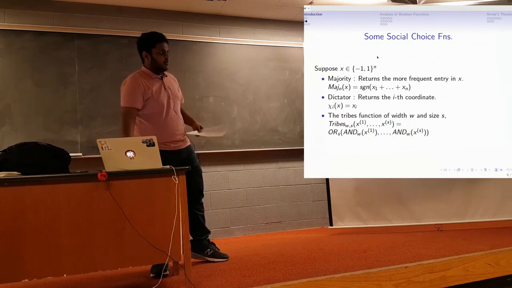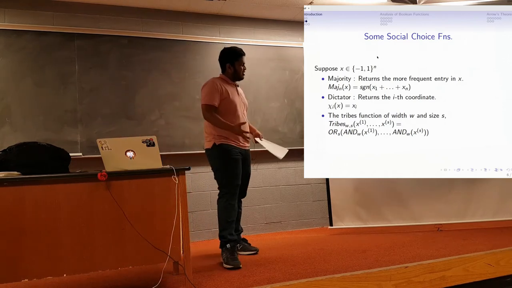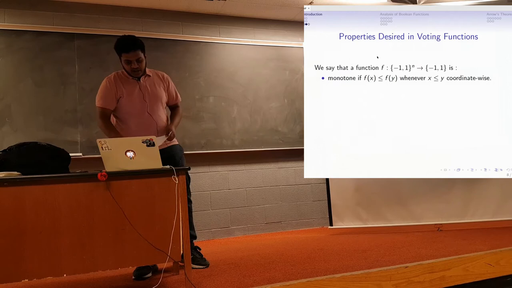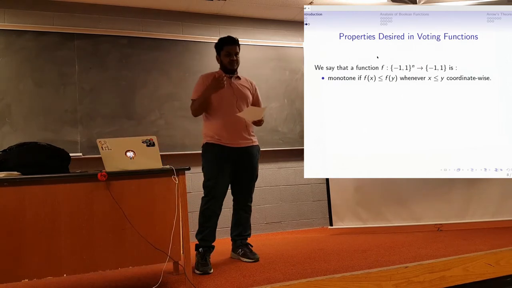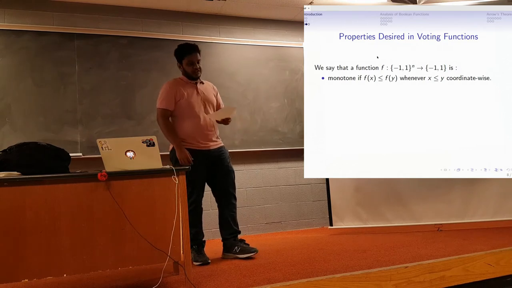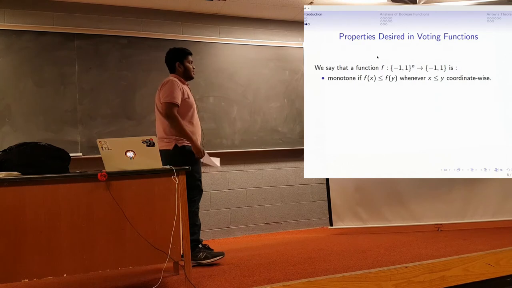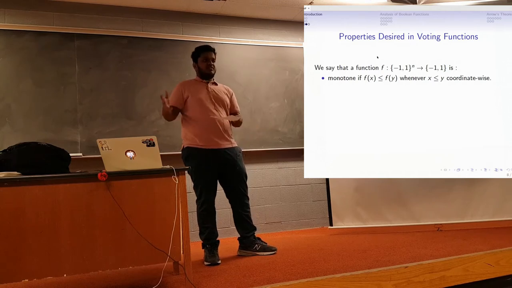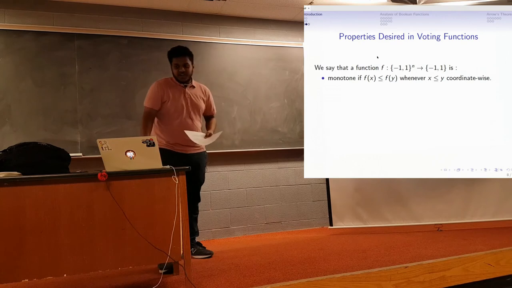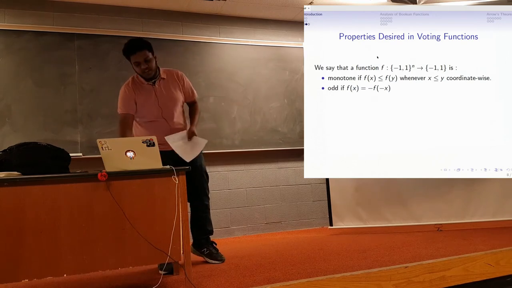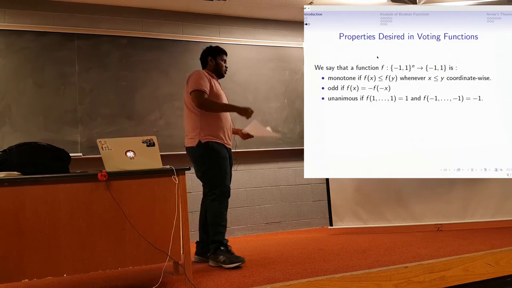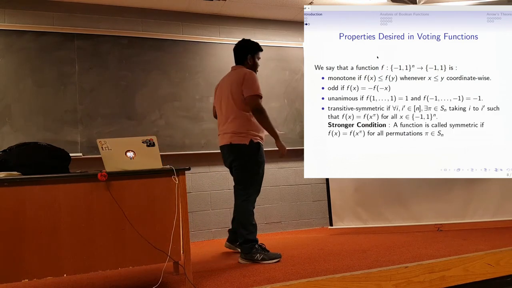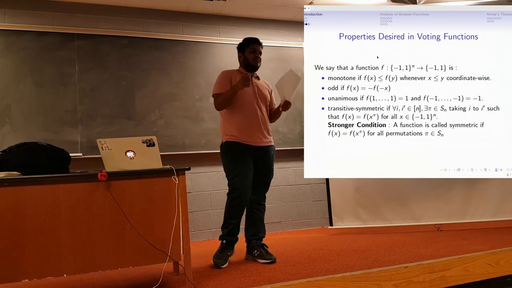The tribes function doesn't have a particular application in real life, but it's important in analyzing these kinds of functions, and we will see it later again. So now we'll talk about some properties that might be desirable in a good social choice function. The first property is the monotone property, which says that if x is less than or equal to y coordinate-wise, then f(x) is less than or equal to f(y). The next property is the odd property, which is pretty self-explanatory. The unanimous property says that if all people vote a particular way, that should be the result. And the transitive symmetric property says that all coordinates have equal status in the voting system.